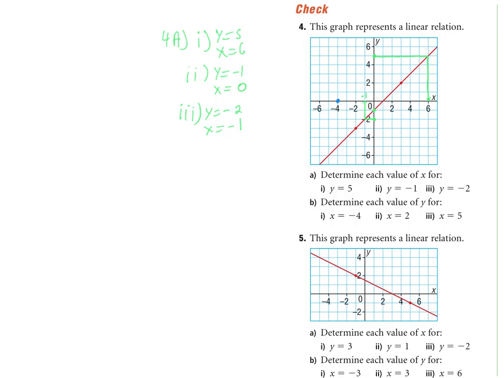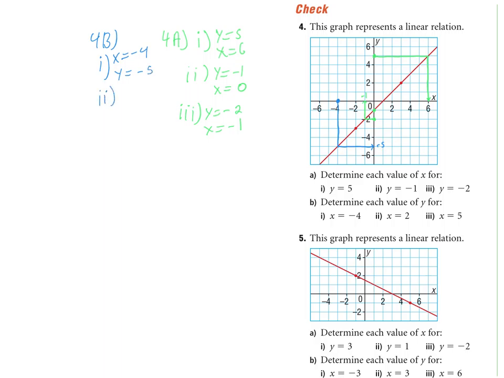And I'm going to travel down to where I meet the red line right here, and then travel over to my y-axis to find out where we meet it. And right here, we're meeting that's at negative 5. So for 4b, number 1, when x equals negative 4, y equals negative 5.